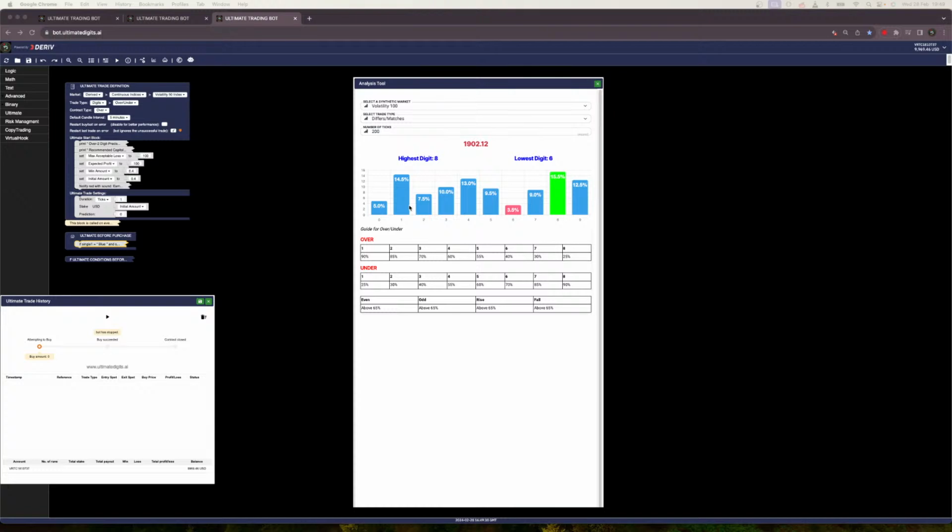So the best time to run over two positions is when you get the digit statistic that is below 5%. That is the best point to run the over two position. But right now you can see it's at 8%, meaning it's also very frequent in the market.